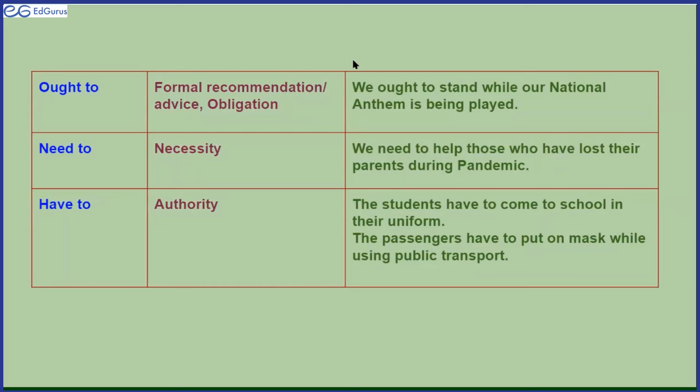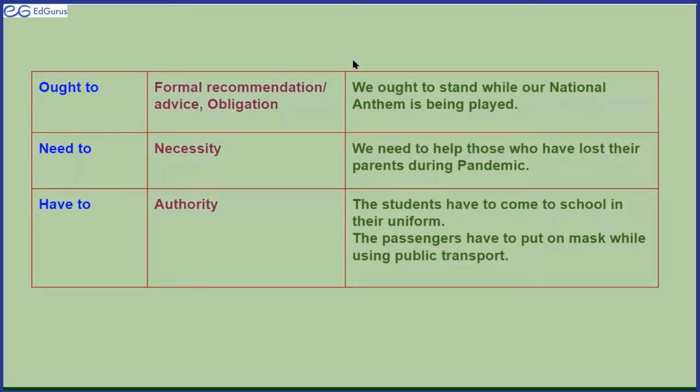Okay. Have to. Have to is authority. Authority meaning you are required. You are expected. You are required. You cannot ignore it. You have to come to school in uniform. You cannot have your own will. You have to come to school in uniform because authority demands it. The school authority, the school discipline demands it. So you have to. There is no scope for I will or I shall or I can or I might. No, I have to.